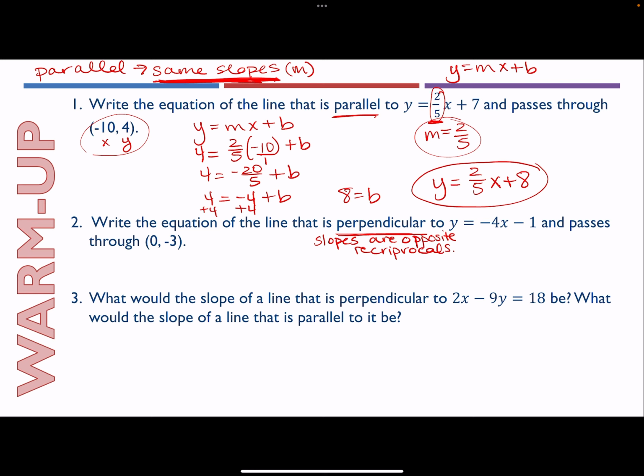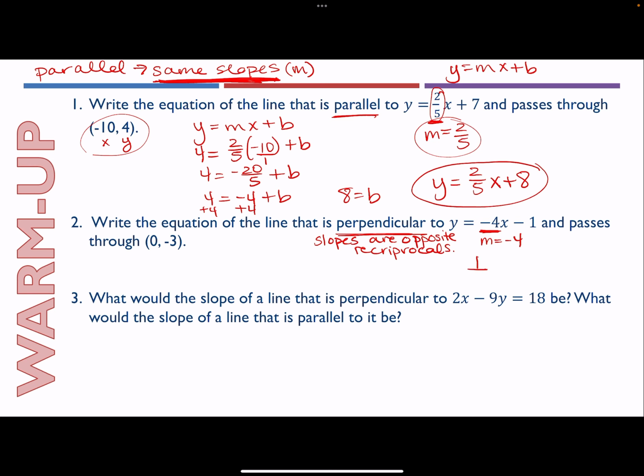So it's really similar to what we just did, but we have to identify the slope of this line here. So y is equal to negative 4x plus negative 1. So y equals mx plus b. So the slope here is negative 4, right? But we don't want our slope to still be negative 4. We want it to be the opposite reciprocal.